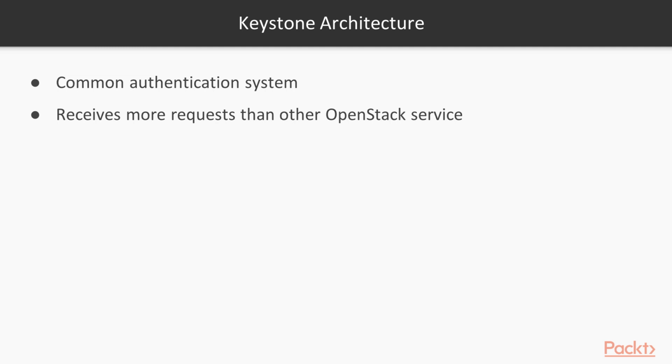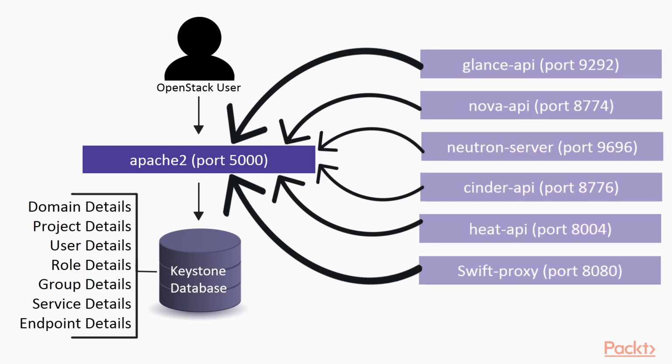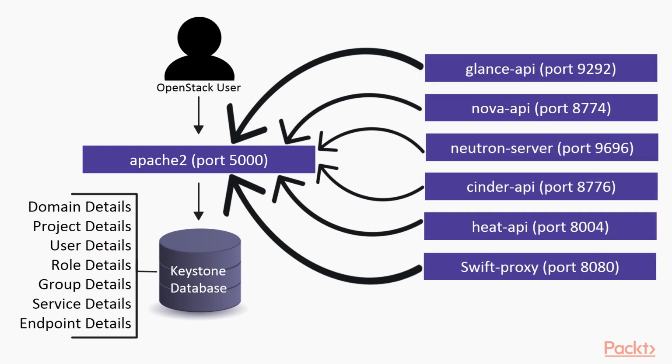Let's take a brief look at the Keystone architecture. Keystone is the common authentication system across the entire cloud, receiving more requests than any other OpenStack service. In this image, you can see that the Apache daemon is bound to port 5000 and is the primary gateway to Keystone. All users and services rely on Keystone for authentication.